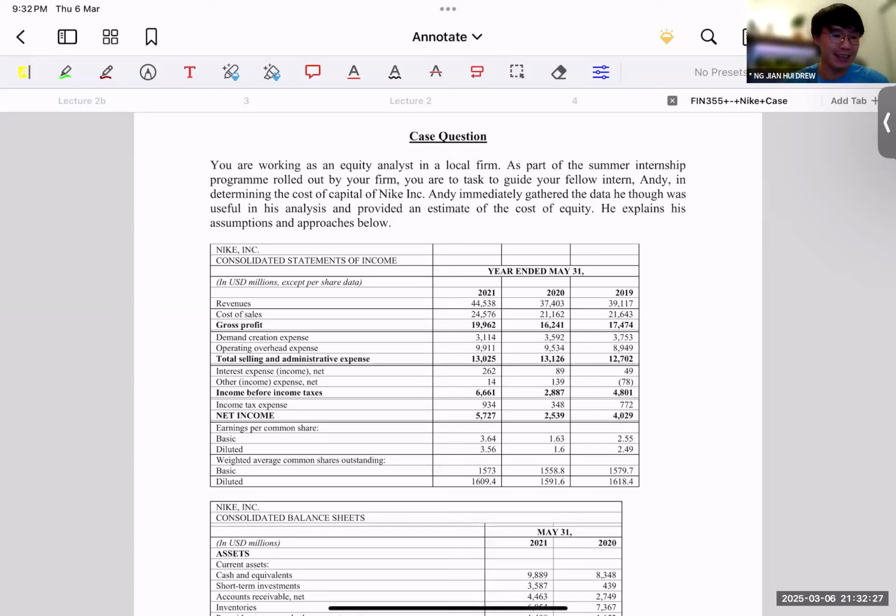Since we have some time now, let's look at Nike. Everyone knows Nike, so this is a case question. You are Andy, who is doing a summer internship, and you are tasked to determine the cost of capital for Nike. This is not valuing the firm yet, it's a bit more simple. You immediately gather some data and explain your assumptions in working out the cost of capital for Nike.